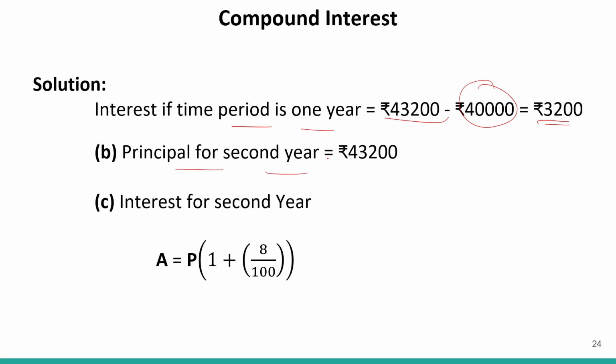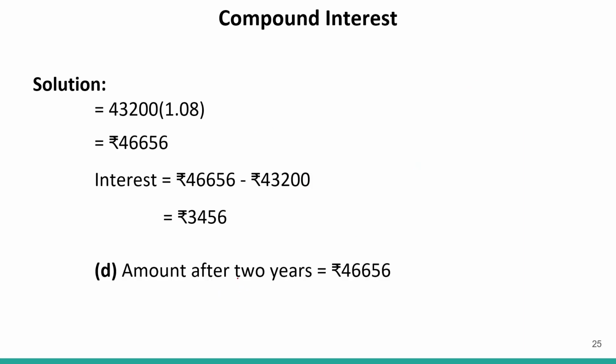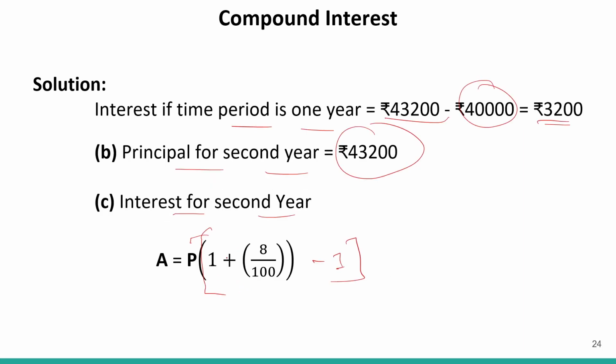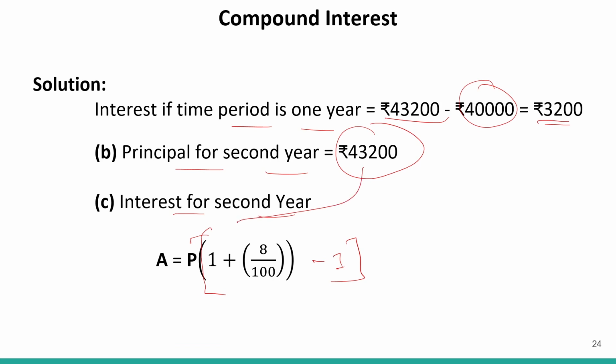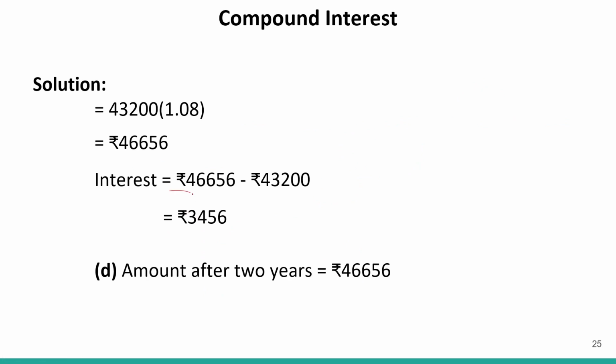So the principal for the second year will be 43,200, that is the amount after the first year. So the interest for the second year will be this much minus 1. Or we can put P as this much and evaluate it. We can also do that. Here we took P as this one. So the interest is equal to 3,456, and the amount after 2 years is 46,656 rupees.